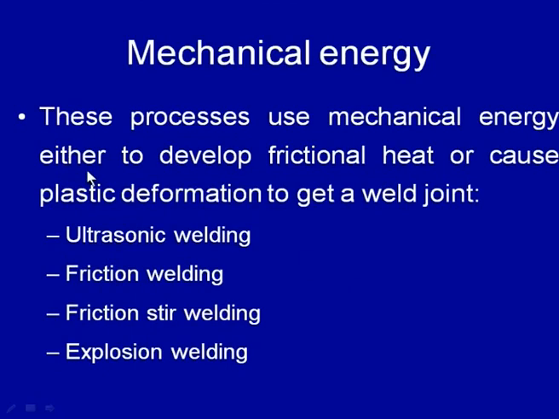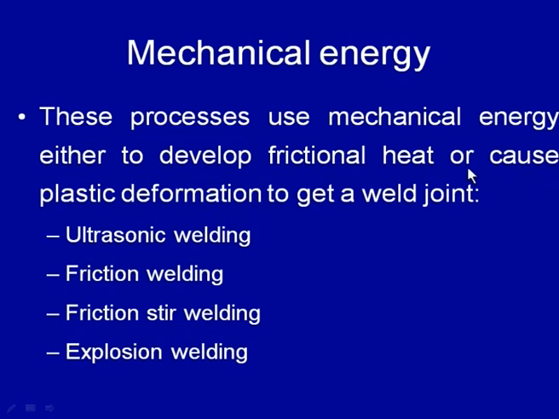So, these processes. Now another type of energy based on which we can classify the welding processes is the mechanical energy. Those processes which use mechanical energy either to develop frictional heat or to cause plastic deformation so as to get the metallic continuity to produce a weld joint. So, in these processes the mechanical energy is applied between the members to develop the frictional heat or to cause the plastic deformation so as to get the metallic continuity.